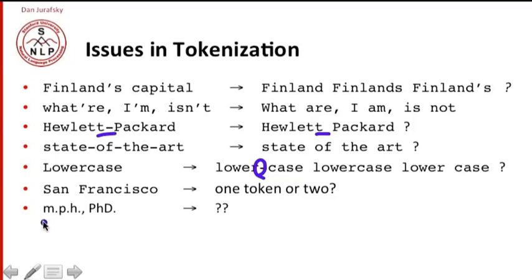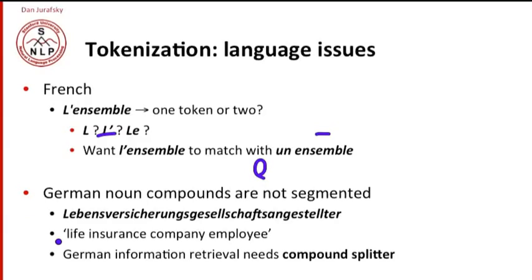We have to decide if we're going to represent MPH, leave the periods in, and then all of our algorithms that use periods for splitting things are going to have to be sensitive to this. The issue of tokenization becomes even more complicated in other languages.